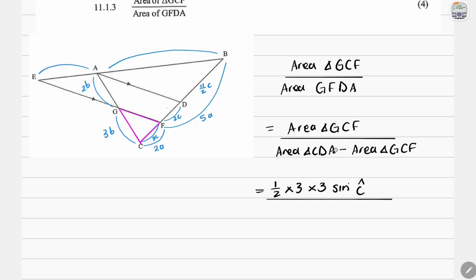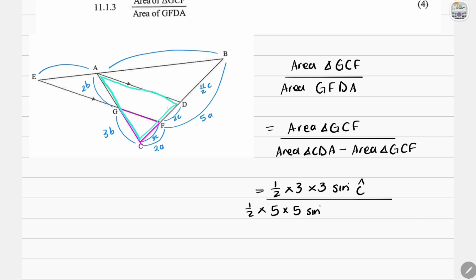And then the area of triangle CDA, this bigger triangle here, we'll say a half multiplied by its side, which is 3b and 2b, which gives us 5b, but I'll just call it 5 because you see with that b on top, they would cancel once we simplify. So 5 multiplied by this side, which is going to be 3c and 2c, which is also 5. So 5c, which I'll just call 5.